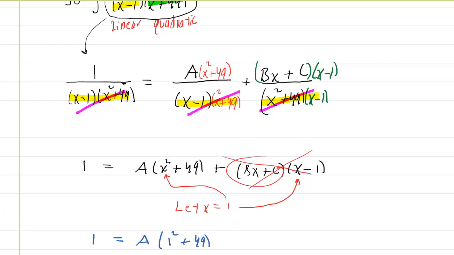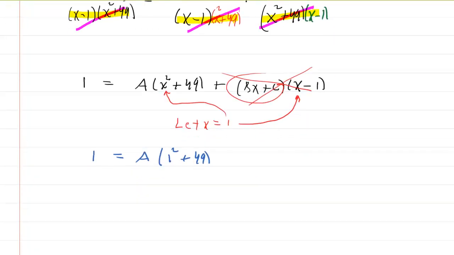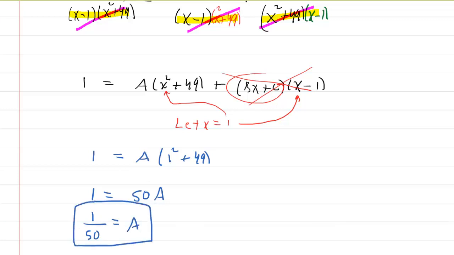This allows me to solve for a directly. So now I have 1 is equal to 50a, and then if I divide both sides by 50, I have a is equal to 1/50th. So that's kind of nice. I've already solved for a. But we have to go back and solve for the other constants as well.